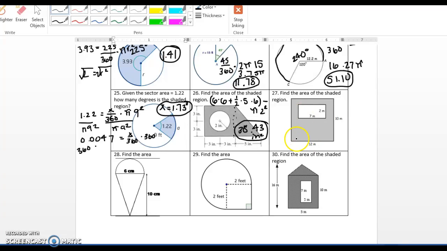27, find the area of the shaded region. It's pretty much the same thing, in fact a little bit simpler because it's just the rectangle minus the smaller rectangle. So it's 10 times 12 minus 7 times 2. And you get 106 meters squared.